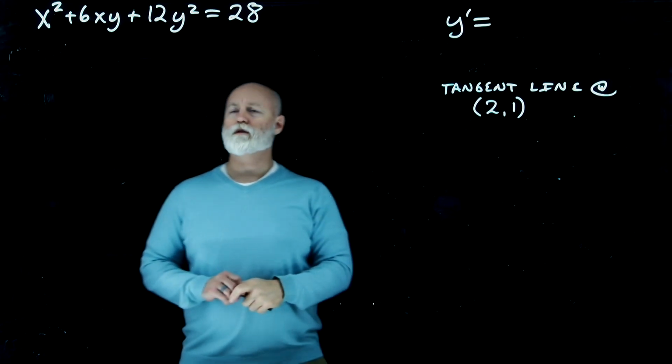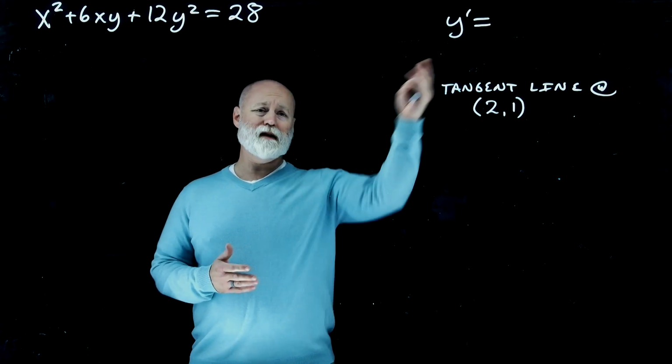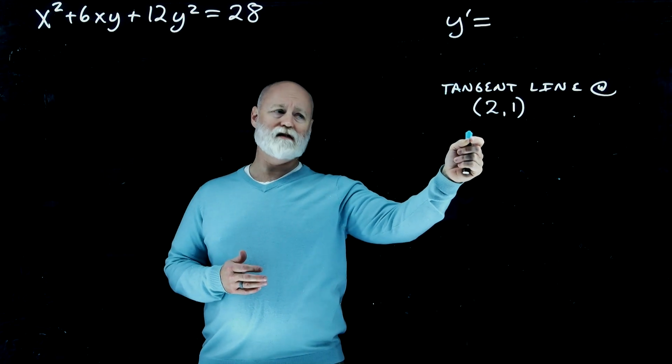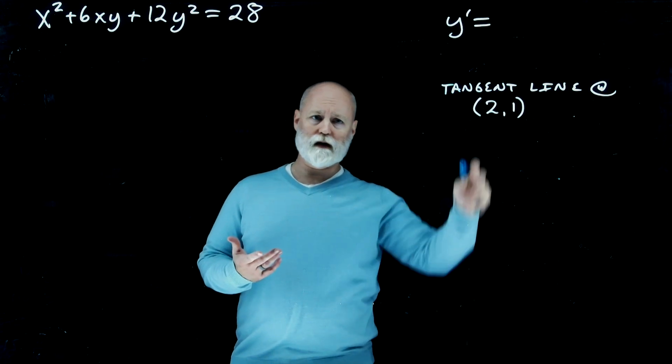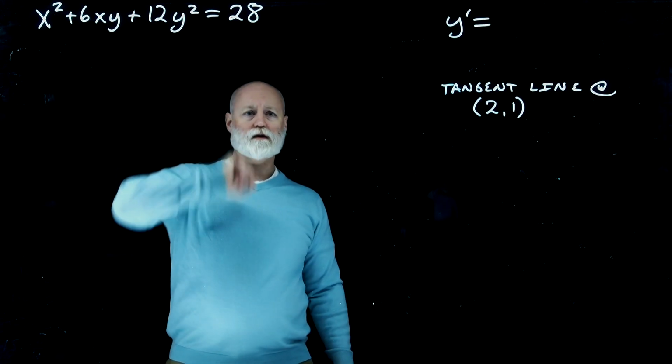All right, so we're going to look at doing some implicit differentiation. We're going to find y prime, and then we're going to use that to create the tangent line at a particular point, in this case, the point (2, 1). This is the function that we're going to start with.